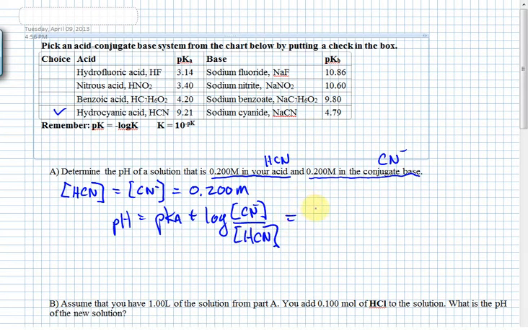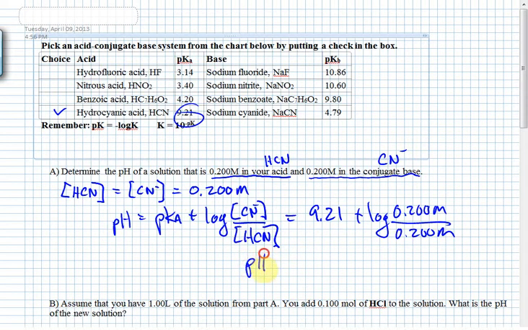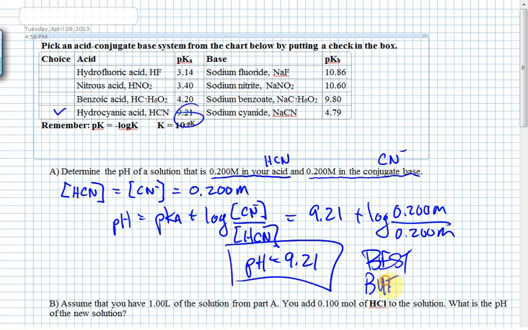Plug that in. 9.21 is the pKa for HCN, plus the log of 0.200 molar for the base, 0.200 molar for the acid. Concentrations are the same. I have the best possible buffer. My pH is equal to 9.21. And again, best buffer because the concentrations are the same.